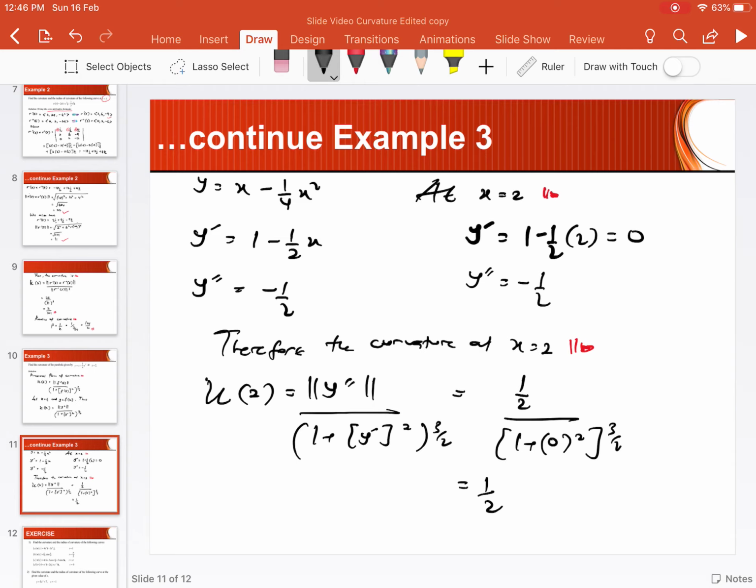Actually, the magnitude of y double prime should be positive 1/2, because when we take the magnitude, we ignore the negative sign. So we have this answer for this question. That's it, done.